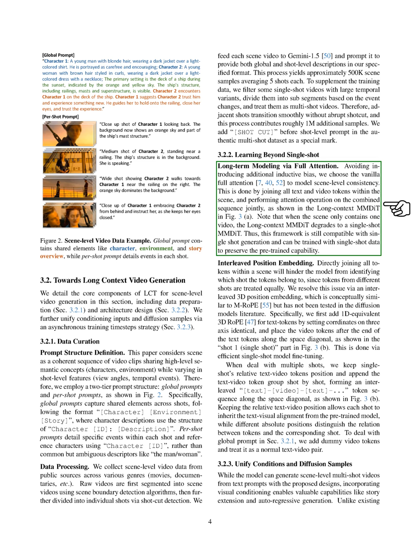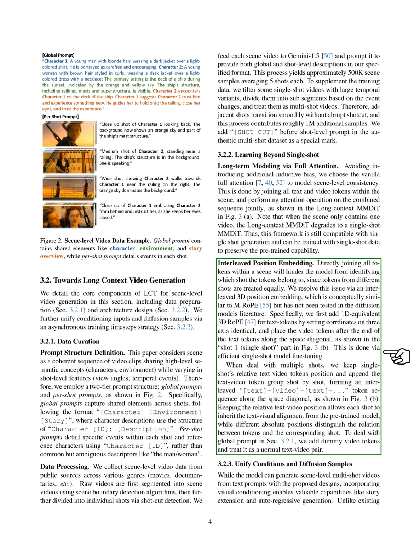To address the challenge of distinguishing tokens from different shots, we implement an interleaved 3D position embedding. This method allows us to maintain the relative positions of text and video tokens while distinguishing their absolute positions, ensuring that each shot retains the text-visual alignment from the pre-trained model. We also incorporate dummy video tokens for global prompts, treating them as standard text-video pairs.